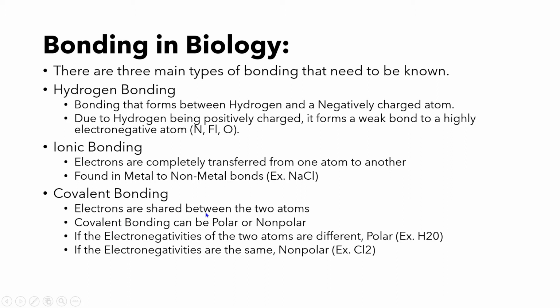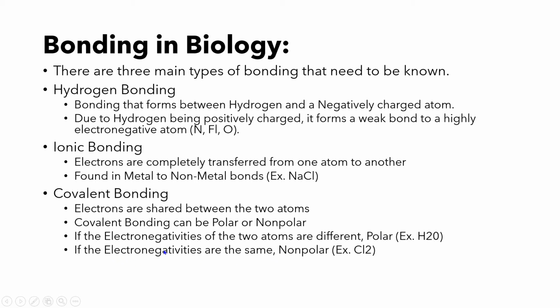So covalent bonding can be either polar or nonpolar, meaning that if it's polar, then the electronegativities of the two atoms are different. For example, in water, we'll get into water later, but basically, hydrogen is slightly less electronegative than oxygen, and because of that, oxygen has more affinity to electrons, which results in the electrons going more towards the oxygen, making oxygen slightly more negative, and results in hydrogen being slightly positive, which results in a lot of the unique properties that water has.